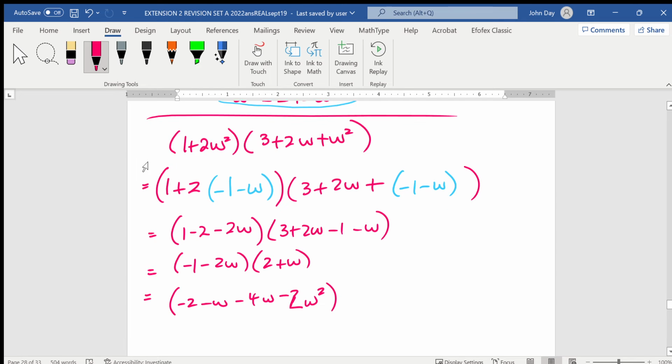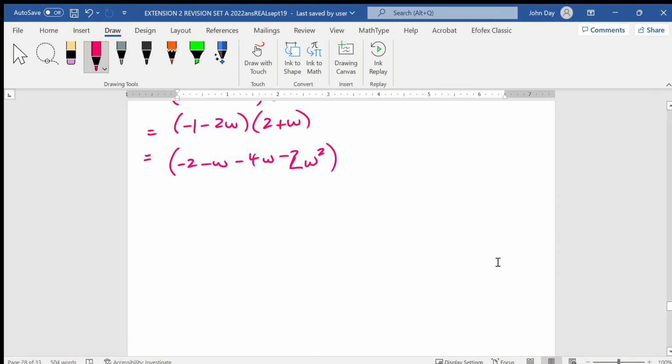Sorry, there was a little glitch in the technology there and everything stopped, but I think the recording's still going, so we're fine. Let's get the negative out of there. Minus 2 plus 5w, w and 4w, minus 2w squared. We're going to do a replacement again. w squared is minus 1 minus w. So I'm going to replace that guy there.